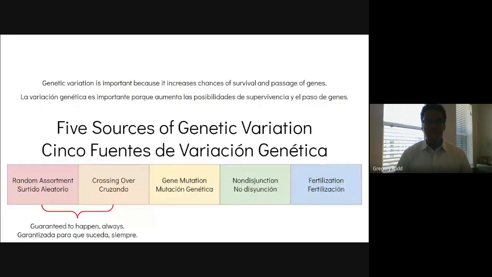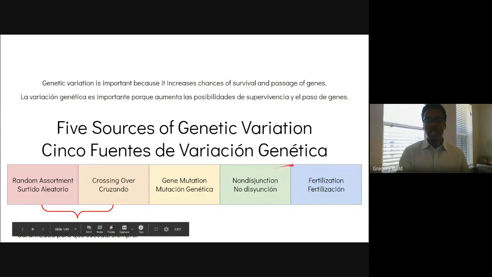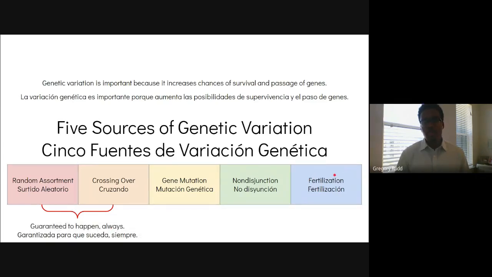Random assortment and crossing over are guaranteed to happen always. Random assortment means that it's totally random. You can't predict which chromosome will end up in which sex cell. There's just no way to predict that. And crossing over is that process that we just looked at where homologous chromosomes exchange some of their DNA. So those 2 happen all the time. Mutations, non-disjunction, and fertilization are not guaranteed. They are pretty common, but they're not guaranteed.